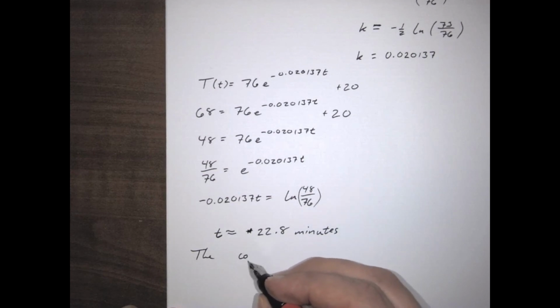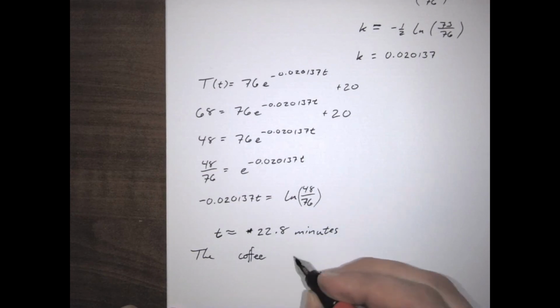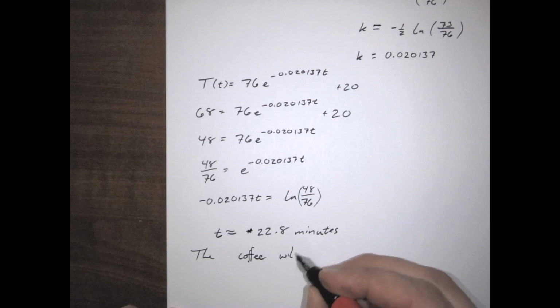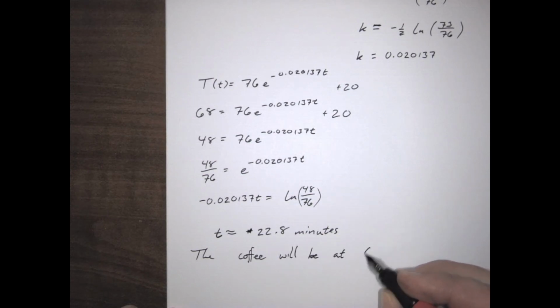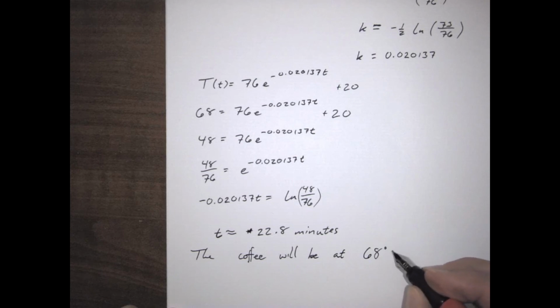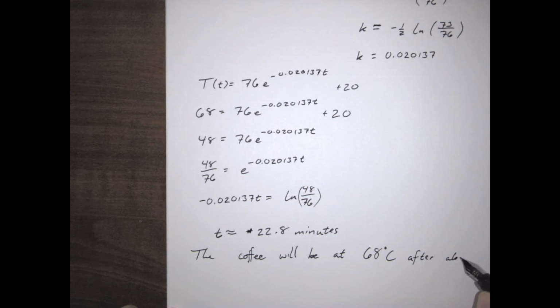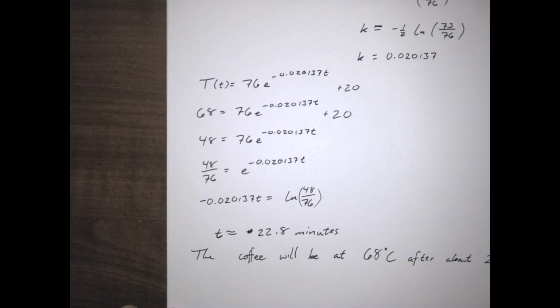Okay. So this was a word problem. We can give it a word answer. The coffee would be at 68 degrees Celsius after about 22.8 minutes.